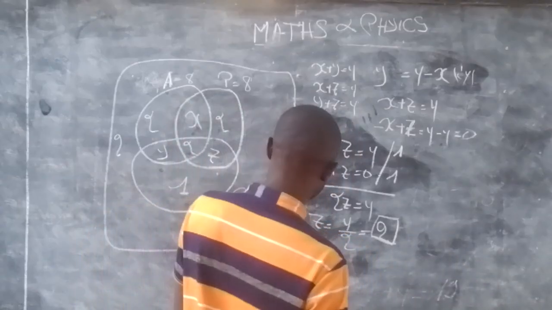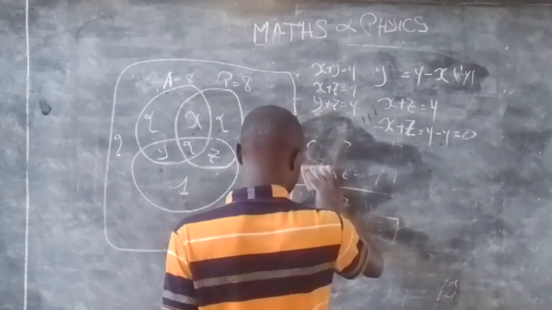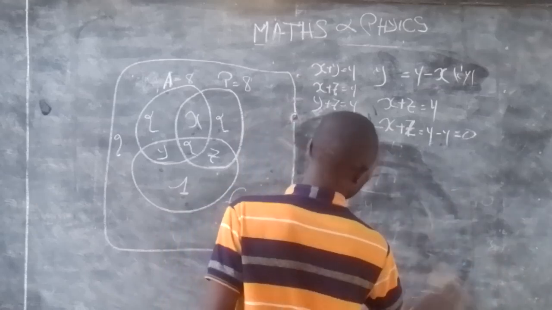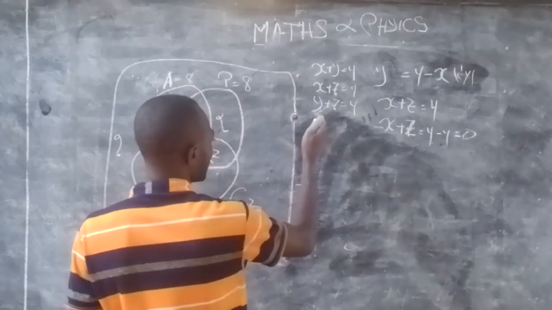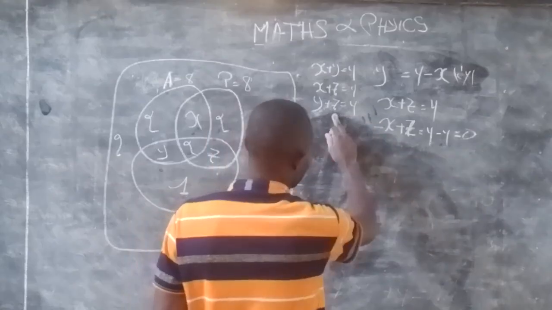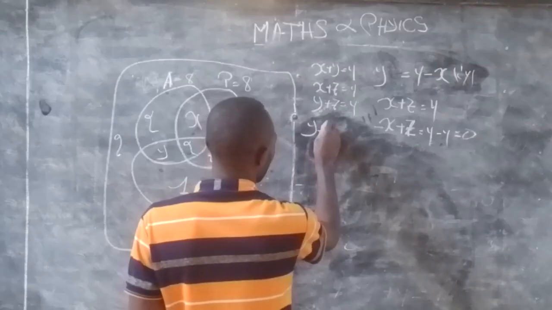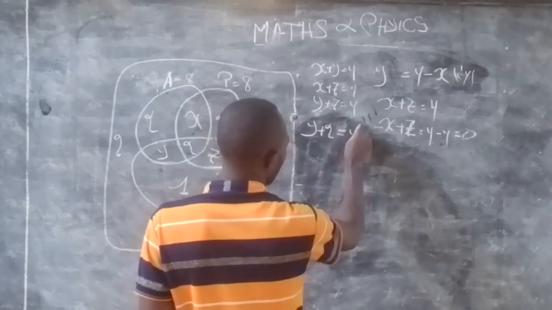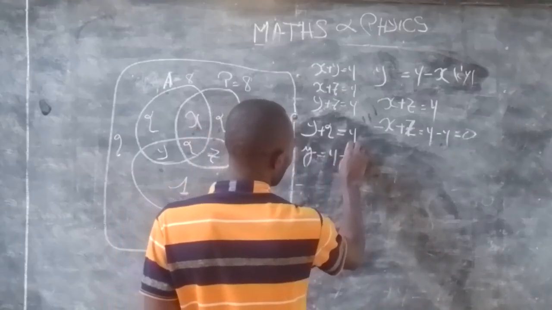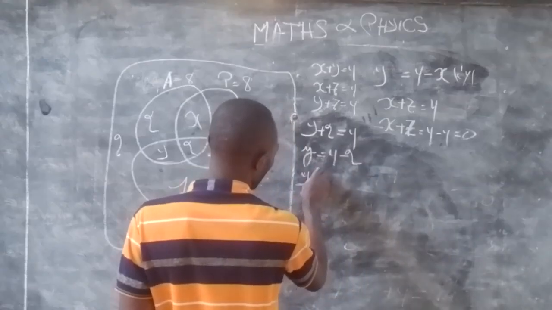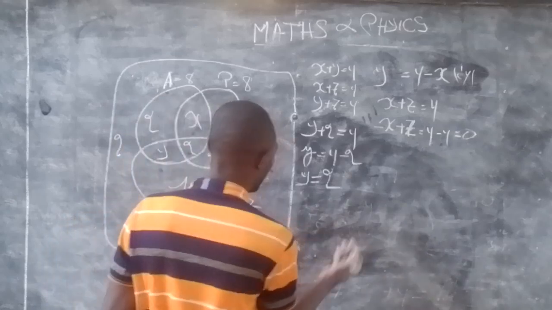By having the value for z, we can determine the value for y and also x. The value for z is equal to 2. So let's replace the value for z in this equation to get the value for y. Here we have y plus 2, which is equal to 4. Y will be equal to 4 minus 2. Y equal to 2.